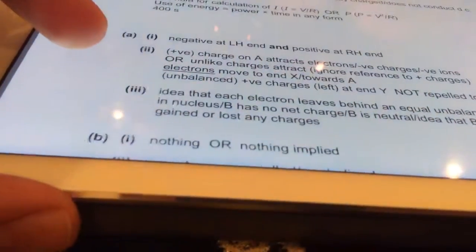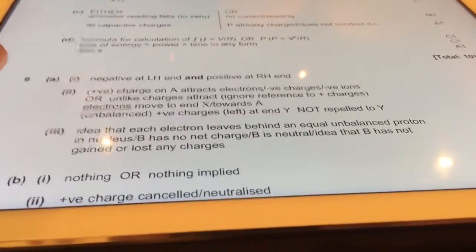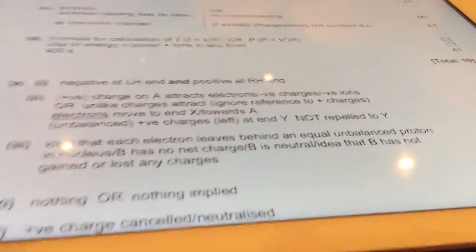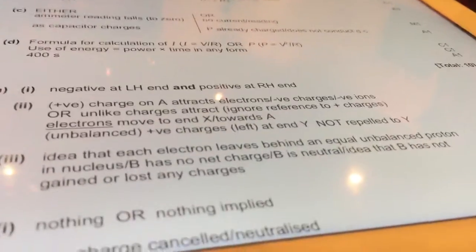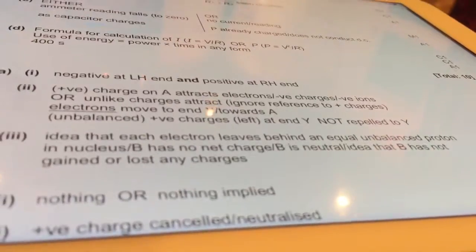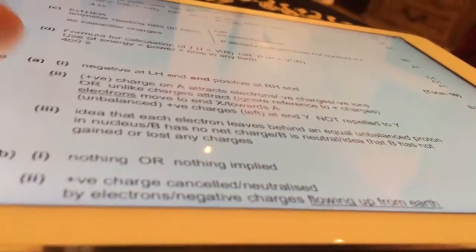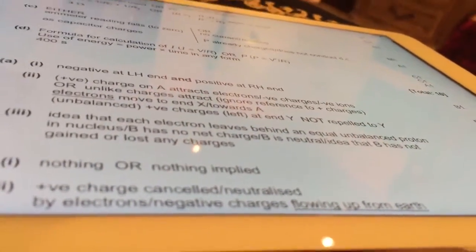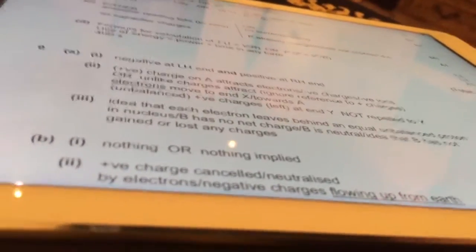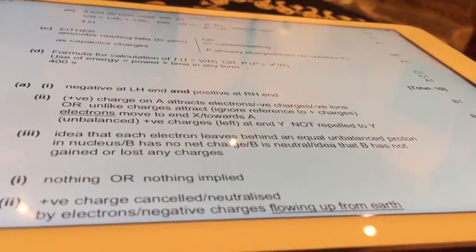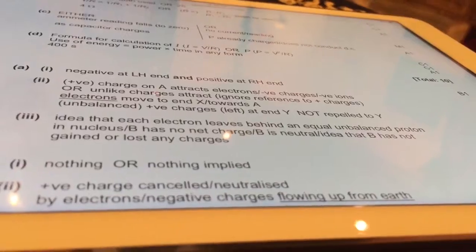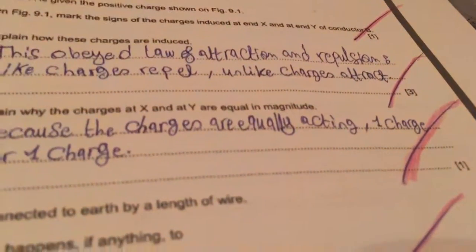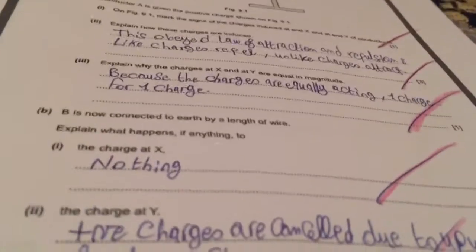Cool then. (ii) Positive charge on A attracts electrons, with an equivalent negative charge. So this means they are speaking about the law of attraction and repulsion. I just made it so much easier with one idea. They said the idea that each electron leaves behind an equal and opposite proton. I don't know why they make it complicated. I just said one charge acts for one charge.